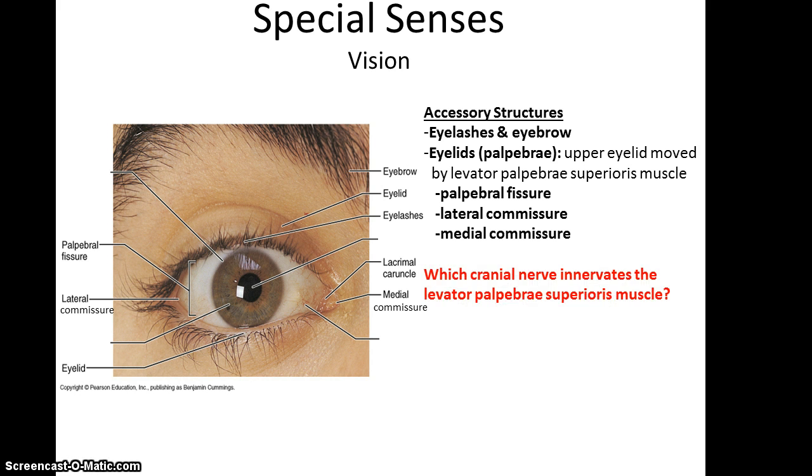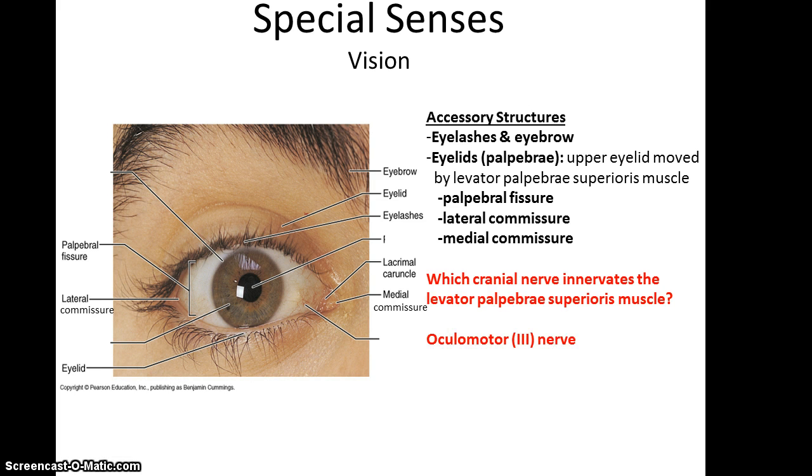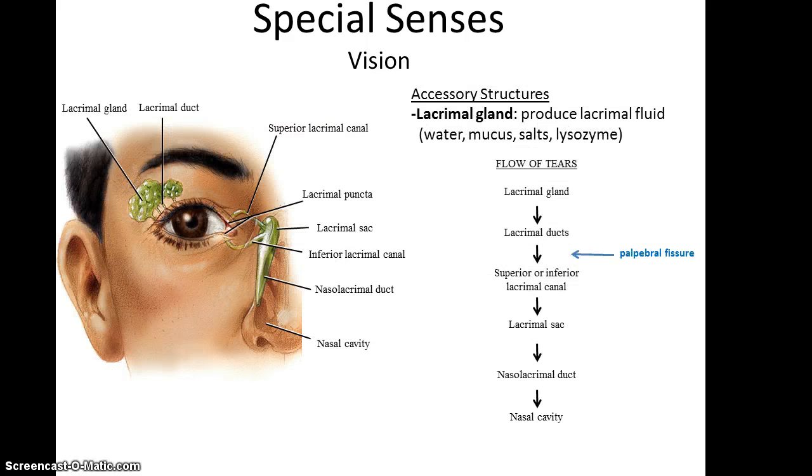So, which cranial nerve innervates levator palpebri superioris muscle? Why, it's good old oculomotor nerve 3. It is busy causing lots of muscles around the eye to contract.